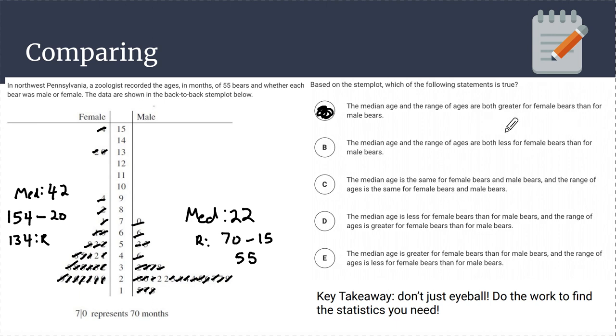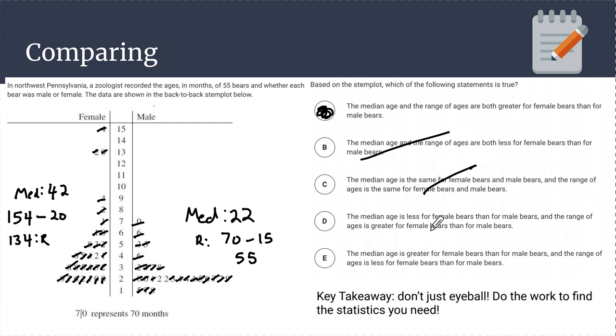The median age and range are both less for female bears. That's not true. Median and range are greater. The median and range are the same. So the median age is the same, and the range is the same. That's what this one says. That's not true. They're not the same.